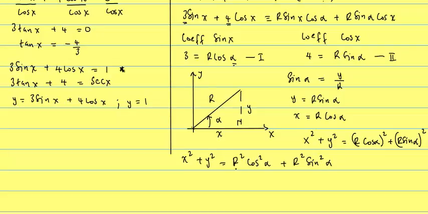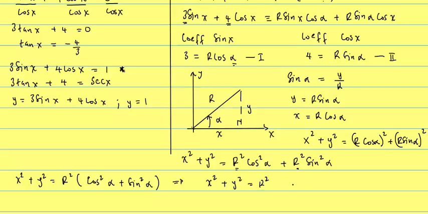Now there's a common factor of r squared on this side, so continuing here, x squared plus y squared should be equal to r squared into brackets cos squared alpha plus sine squared alpha. But this is equal to 1, so this implies that x squared plus y squared is going to be equal to r squared. In other words, r is going to be equal to the positive square root of x squared plus y squared. I'm taking the positive square root because we have already said that r is the length of a line, and the length of a line cannot be negative.